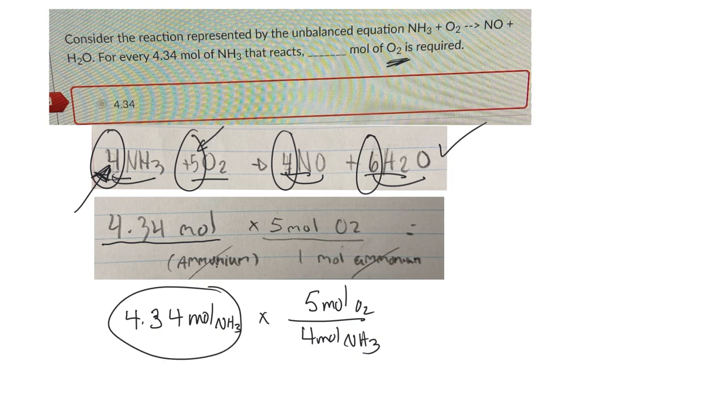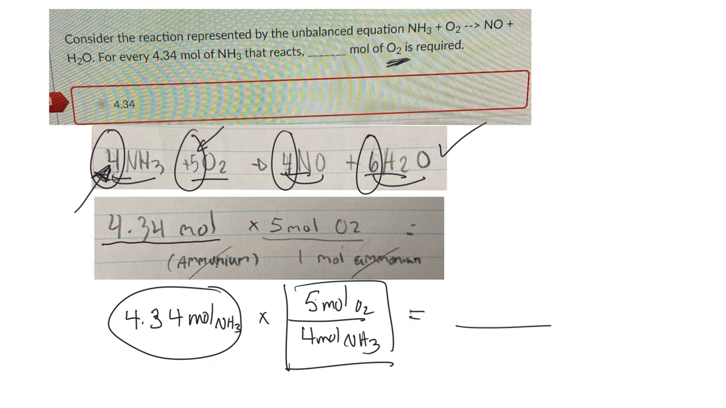So I start with the number they gave me, and then I can multiply by this ratio to figure out how much oxygen I'll need. So just go 4.34 times 5 divided by 4. I'm not sure what that comes out to, but you can figure that out.